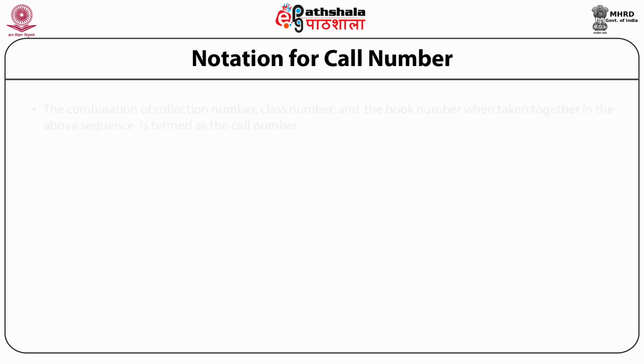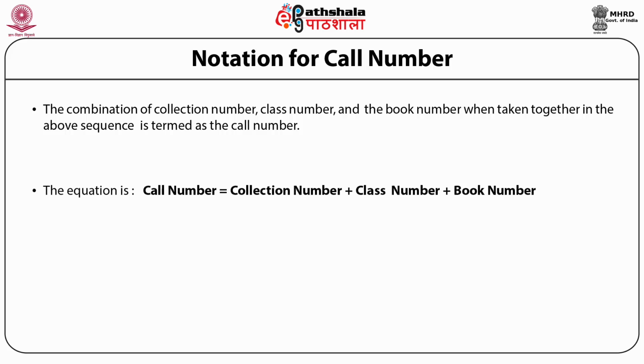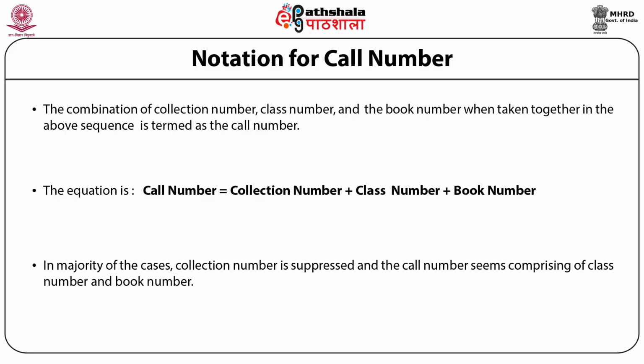Notation for call number. The combination of collection number, class number, and the book number, when taken together in the above sequence, is termed the call number. Mathematically speaking, the equation is: call number is equal to collection number, which is the first section of the total call number, plus class number, which is the central one, then plus the book number. It may be noted that in the majority of cases, the collection number is suppressed and the call number seems to comprise the class number and book number.